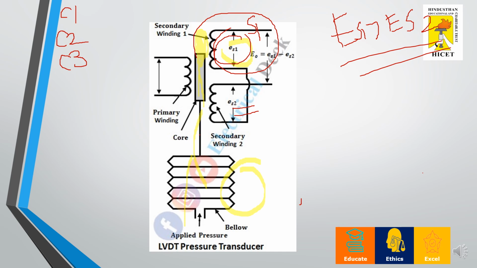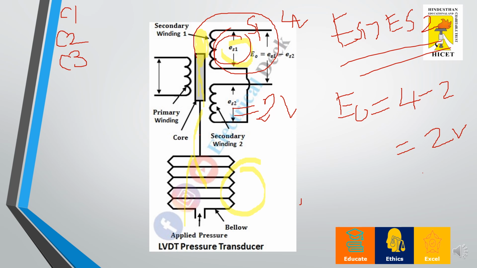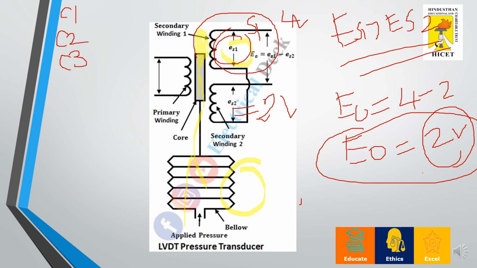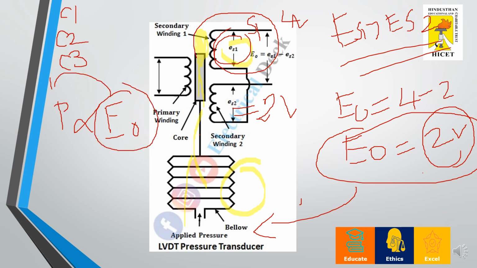Say for example, if I provide a voltage of 4 volt in secondary winding 1 and 2 volt in secondary winding 2, the output voltage would be the difference between these two voltages, that is 2 volt. This 2 volt is the output voltage which is obtained in proportion to the pressure applied. So this applied pressure is proportional to the output voltage. I can take this output differential voltage as the amount of pressure which is provided to the LVDT. Hope the application part is clear to you.